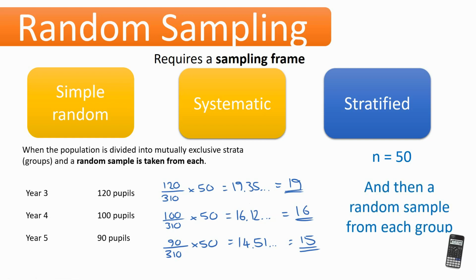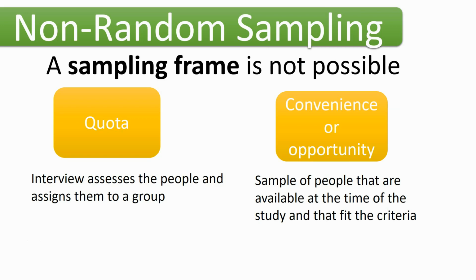But once we know how many we want, we've also then got to go back to those 120 or 190 pupils and then use a random sample. It could be systematic or it could be a simple random. It's up to you, but the stratified part just finds out how many are in each group. Which takes us on to non-random sampling, and we do this when a sampling frame is not possible.